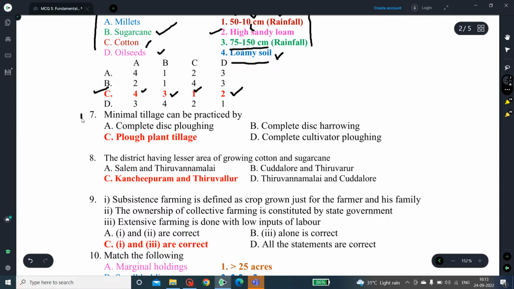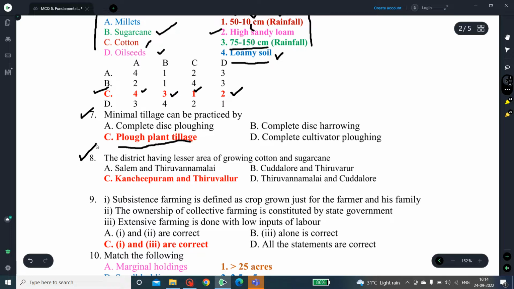And the seventh question: minimal tillage can be practiced by, and there are 4 options. The correct answer is plow plant tillage, which is used for minimal tillage.